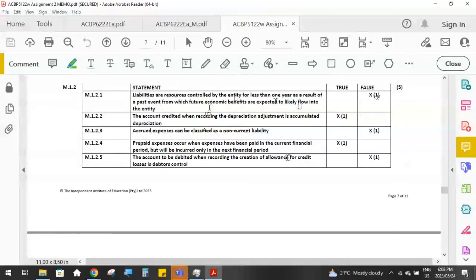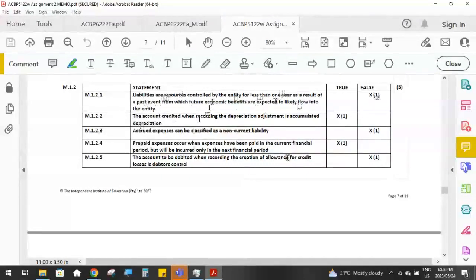A liability can't be a resource. An asset is a resource controlled by the entity. But that even wouldn't be true because assets are controlled by the entity for more than a year, etc. So this is really a bit of a nonsense sentence. So that's definitely false.